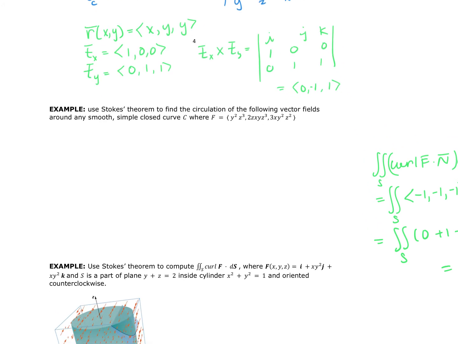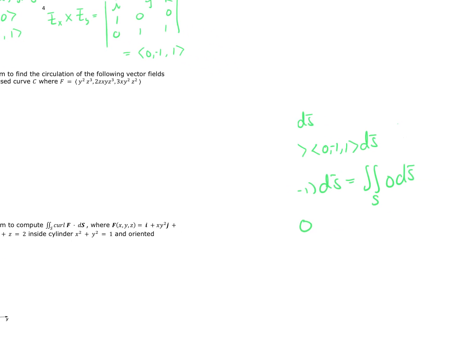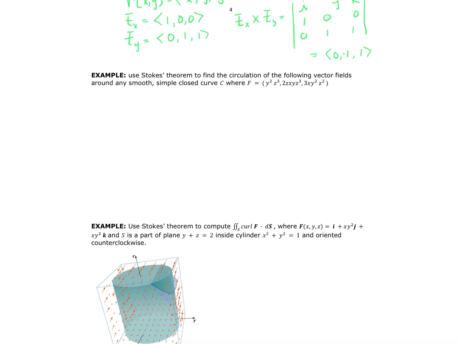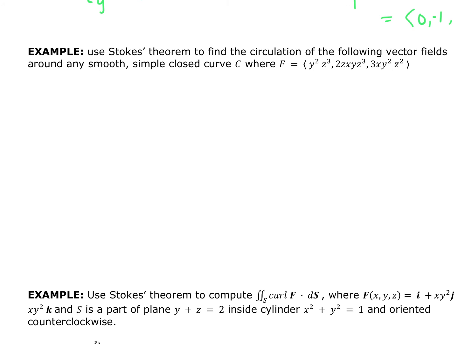We're going to use Stokes' Theorem to find the circulation following the vector field around the smooth, simple curve C, where this is given as f. So let me just erase this. I'm really slow today on my erasing, and my software seems to be a little behind and lagging on what I'm doing. Okay, so I'm going to use Stokes' Theorem to find the circulation of the following vector field around any smooth, simple curve C, where f is given as this vector field.